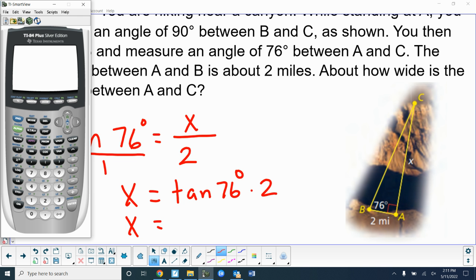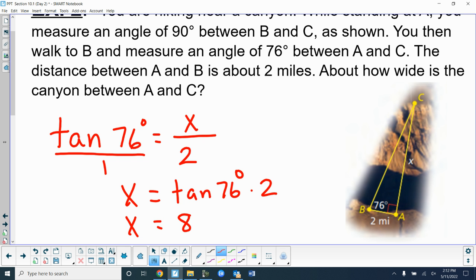So I'll clear that out, go tangent button, 76, close it up, times 2, and that's 8.02, and we'll just say 8, and that would be miles between point A and point C. That's a pretty wide canyon there.